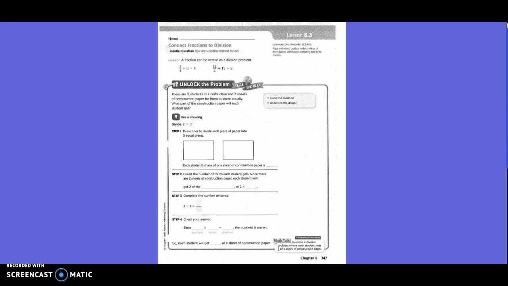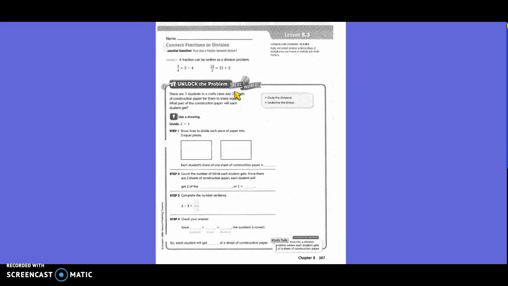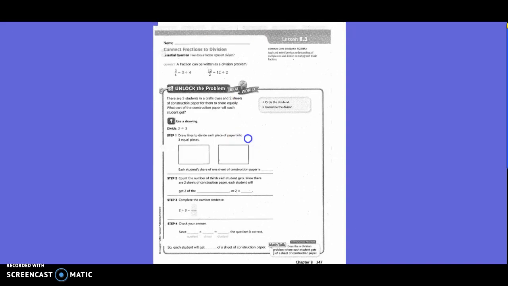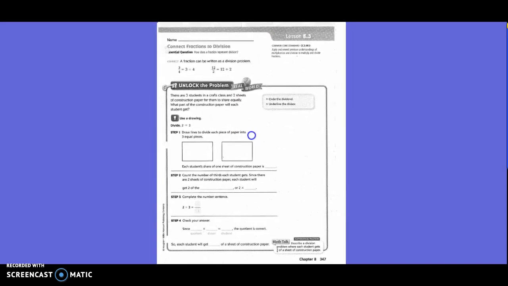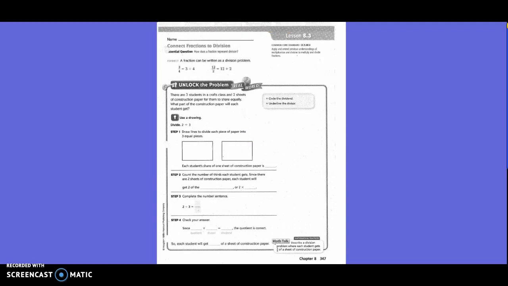The 2. The 2. And then what are we dividing it by? So we're going to be dividing the 2, and then we're going to be dividing it by 3, which is the divisor. So draw lines to divide each piece of paper into 3 equal pieces. So how many pieces will we have to divide each paper into? 3.